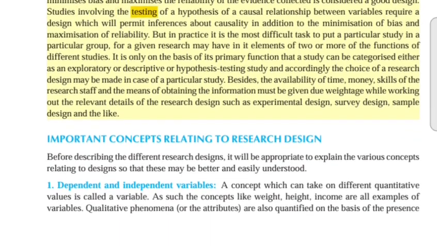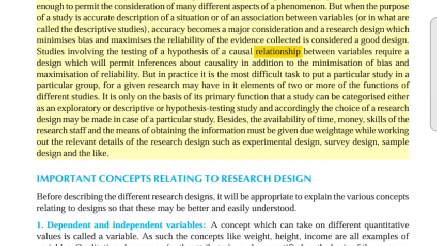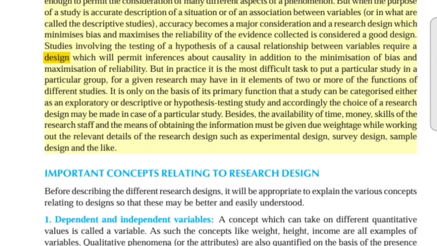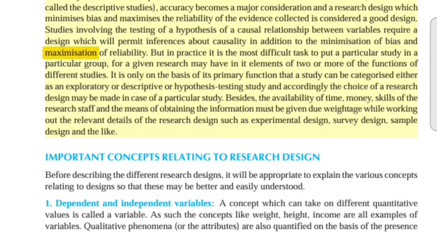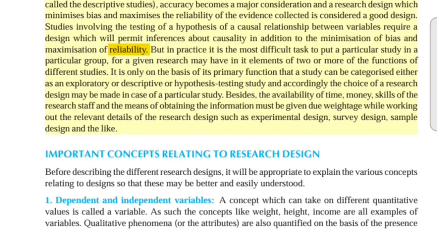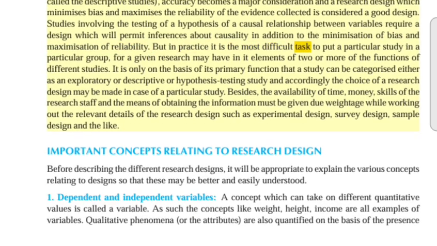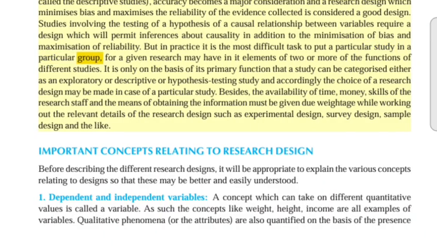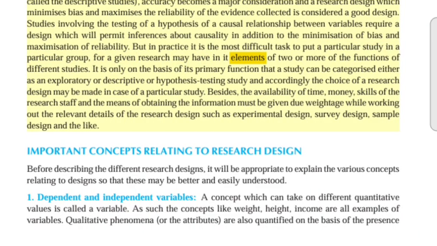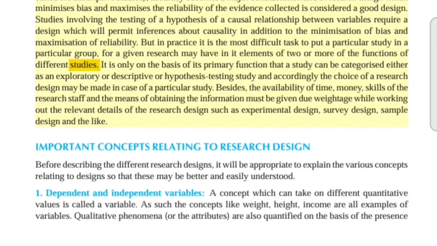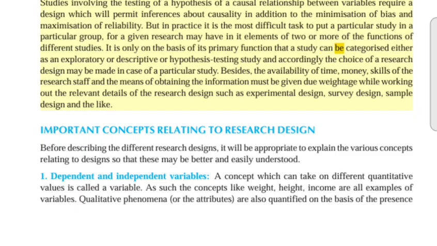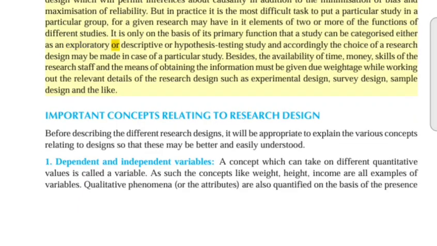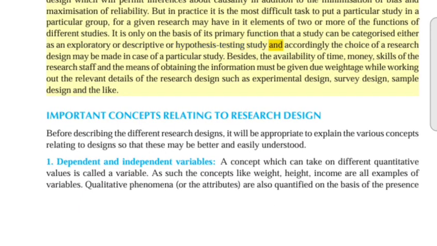Studies involving the testing of a hypothesis of a causal relationship between variables require a design which will permit inferences about causality in addition to the minimization of bias and maximization of reliability. But in practice it is the most difficult task to put a particular study in a particular group, for a given research may have in it elements of two or more of the functions of different studies. It is only on the basis of its primary function that a study can be categorized either as an exploratory or descriptive or hypothesis testing study, and accordingly the choice of a research design may be made in case of a particular study.